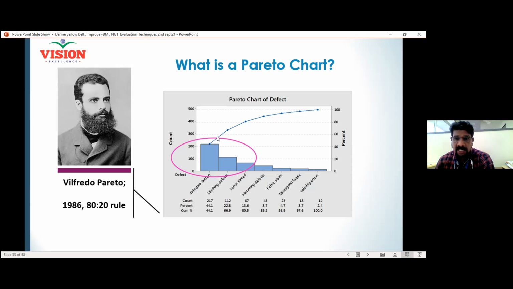So likewise, we mark the cumulative percentage of defects. So in the x-axis, the defects, y-axis, left-hand side, number of defects, and the right-hand side, the percentage of defects. So here 44%, here 22%, okay, here 13%. Then this blue line gives the accumulated percentage of defects. So you can see the first three defects itself cause 80% of total defects.